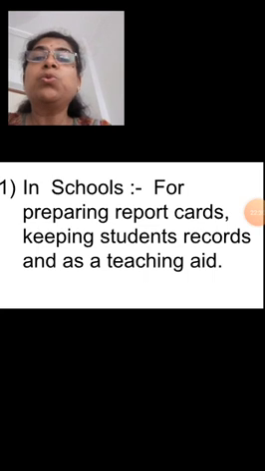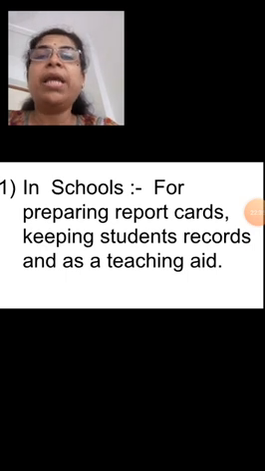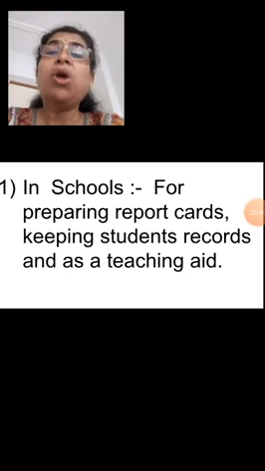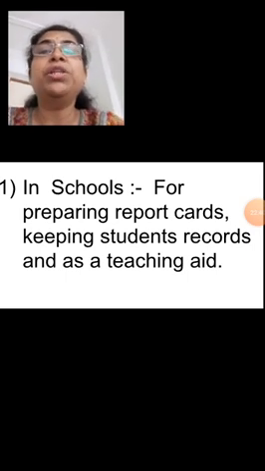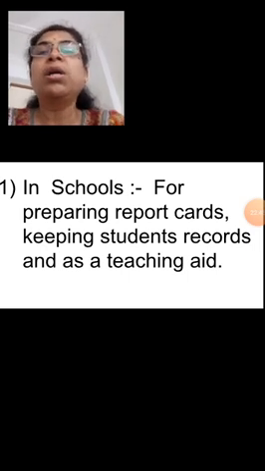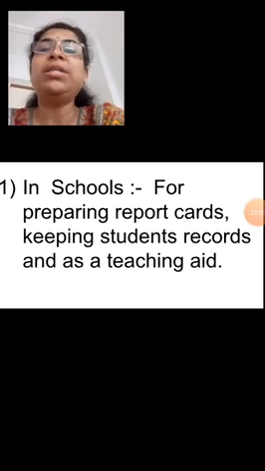Computers are used in schools for preparing report cards, keeping students' records, and as a teaching aid. Now, teaching aid means that along with the teaching, along with the books, blackboard, and chalks, some additional information is shown on the computer. Through the use of the computer, the teacher is giving you some additional knowledge. That is called teaching aid.